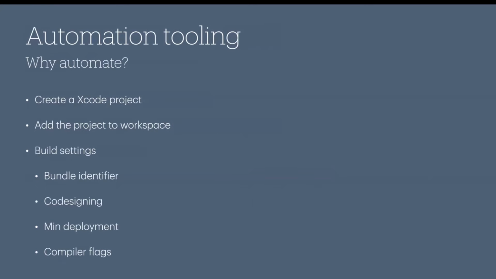Now that we know why we should do modularization, let's figure out why we need to automate this. Basically, as a solo developer working on the app, when you want to create a different module, you go create a new Xcode project. You name your project, you add it to your workspace. You go change your build settings to make sure that identifiers are right, or lowercase, the code signing is fine, the minimum deployment is set properly, and many, many other things.